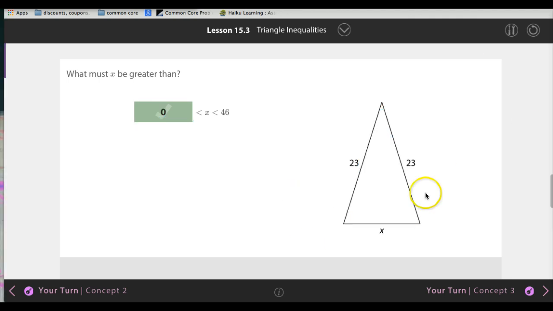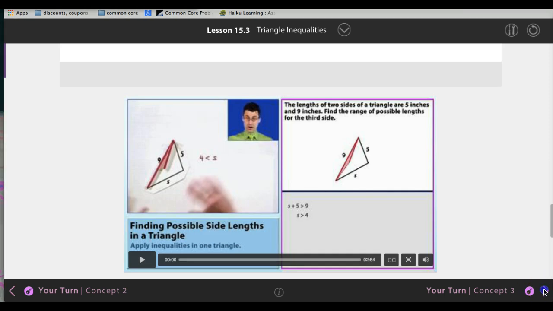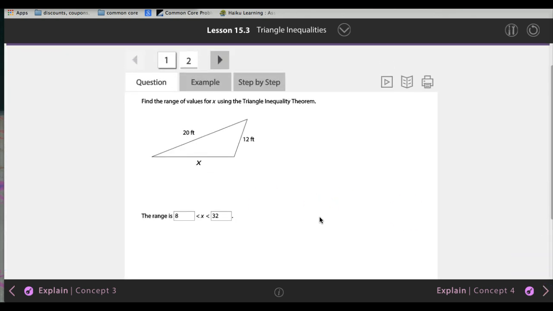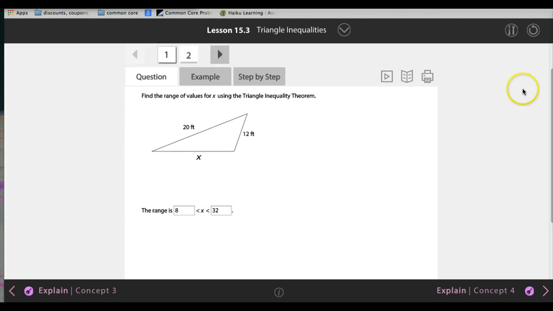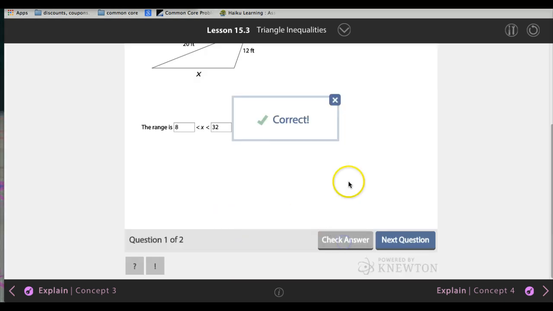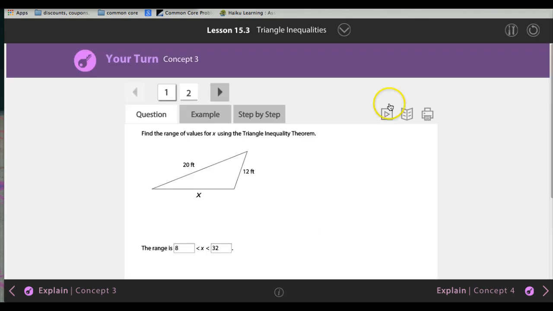Okay? Very important stuff. Watch the video if you didn't understand me, because Mr. Burger is so awesome. Now, this is the same thing, right? I already put in the answer because, you know, it's so easy. But yeah, 20 plus 12 is 32, and 20 minus 12 is 8. So I just put in my answer. The length of x can be anywhere in between 8 and 32 units long. And when you check your answer, it's going to tell you it's correct, okay?